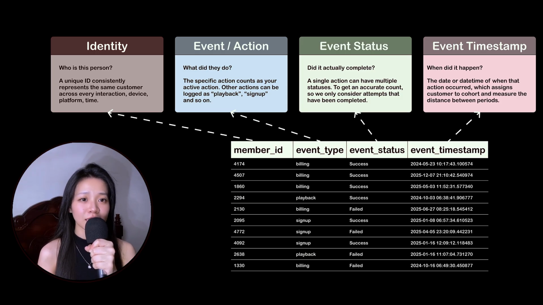Other actions can be logged, like playback or sign up, and so on. We need to know which field and value represents the moment when a customer truly got real value. So we filter everything else out. 3, event status is the answer to, did it actually complete? In a real world scenario, an action can have multiple statuses, which can be failed, refunded, canceled, or successful. To get an accurate count, we solely consider events that have completed. Therefore, we need to filter for successful events only. 4, event timestamp, the date or datetime of when the action occurred. We assign customers to the cohort and measure the distance between periods.